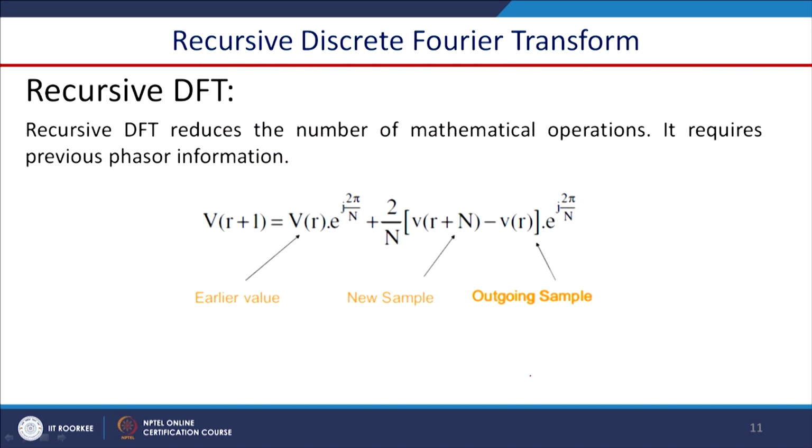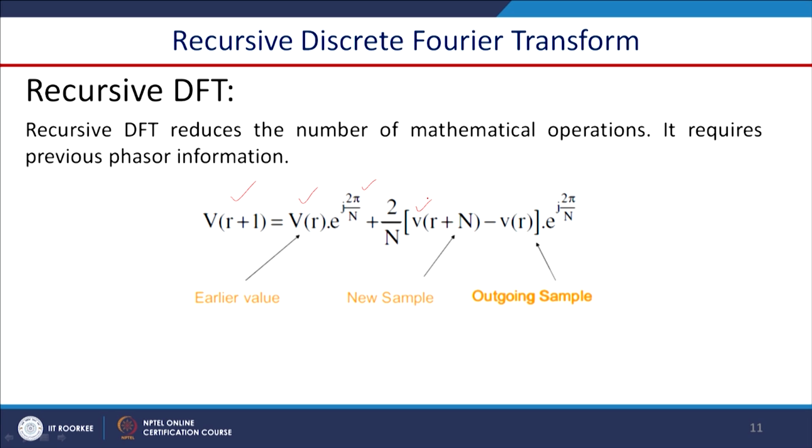Now, we will come to the mathematical expression of the recursive DFT, or recursive discrete Fourier transform: here capital V_{r+1} is equal to capital V_r into e to the power j 2 pi by N, plus 2 by N small v.